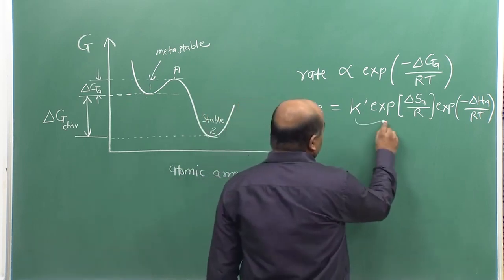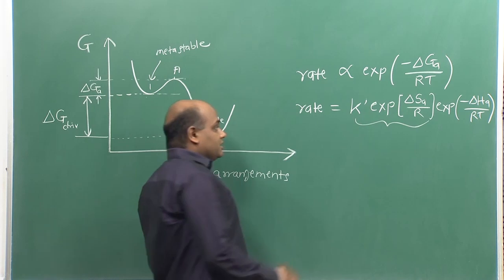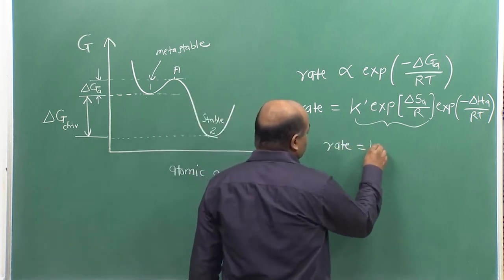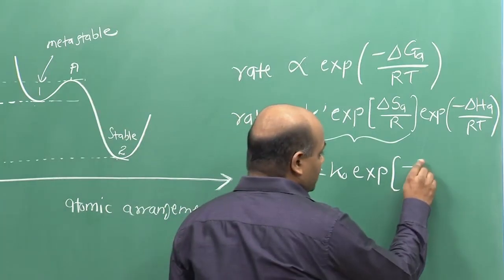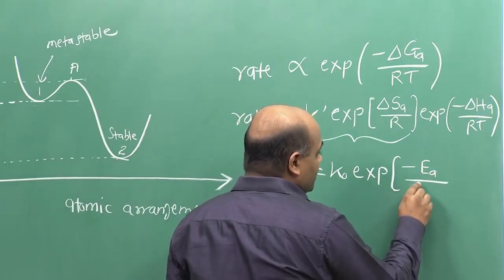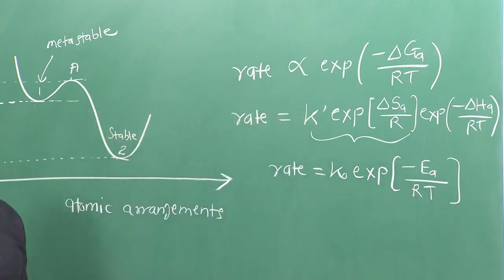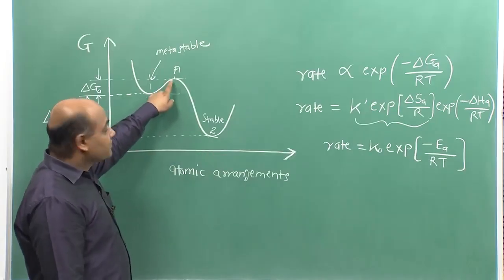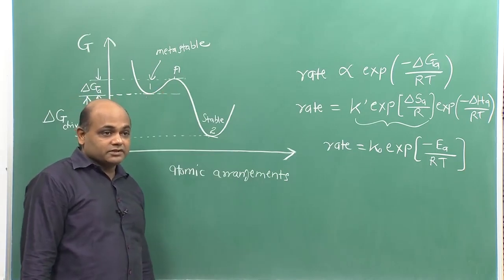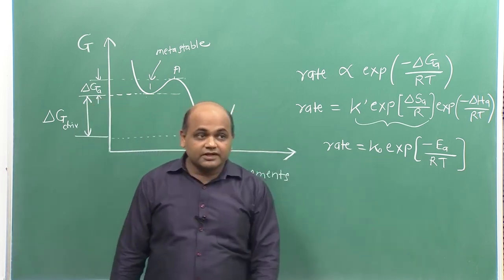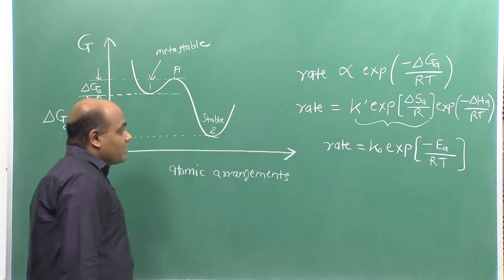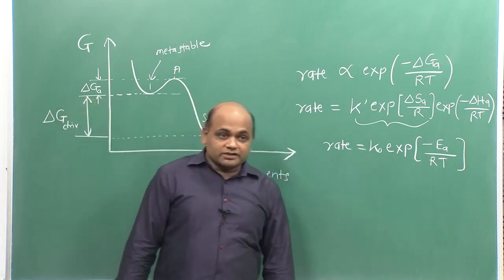So, usually these temperature independent terms are combined and we can write rate is equal to k 0 exponential, and then the activation enthalpy is usually denoted by E A, so exponential minus E A by R T. So, you can see the rate of the transformation is basically dependent upon the energy barrier that the system has to cross, and it varies exponentially. So, the rate varies exponentially with temperature. Now, how does the system cross this energy barrier?